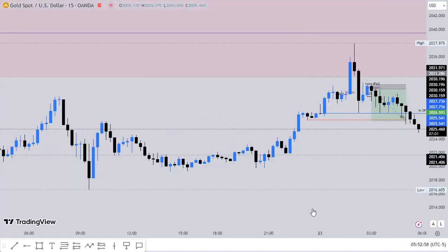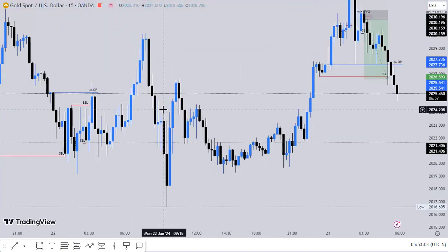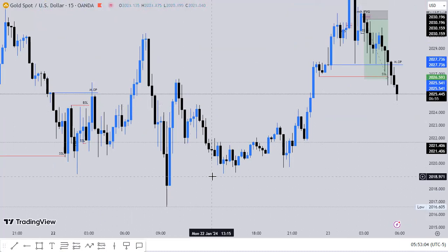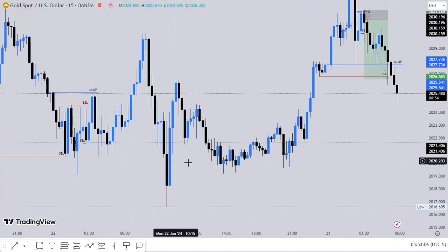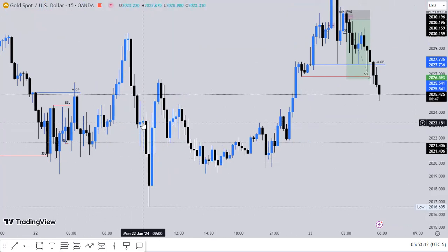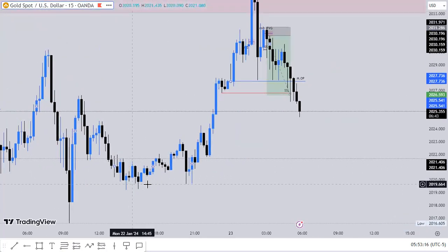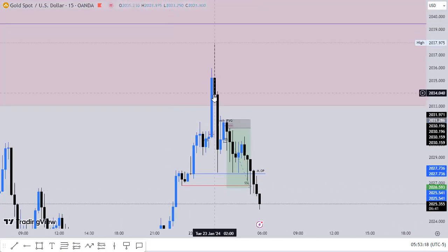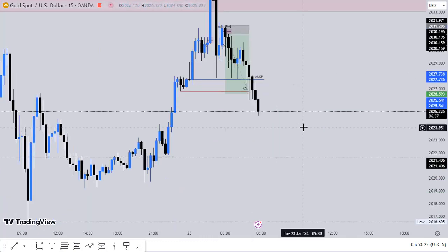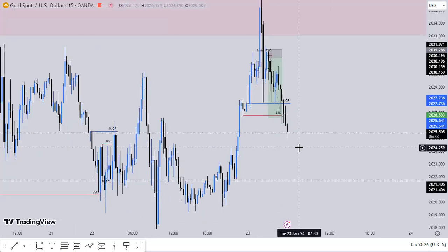So we have an MSS that happened here on the 15-minute also. Price dug down to the discount, to this order block. These two candles are our order block. Then price went up to take the previous daily high and to dig to the daily fair value gap.